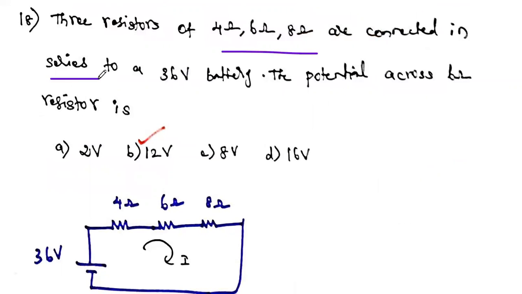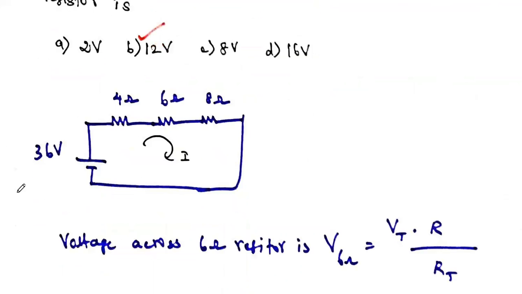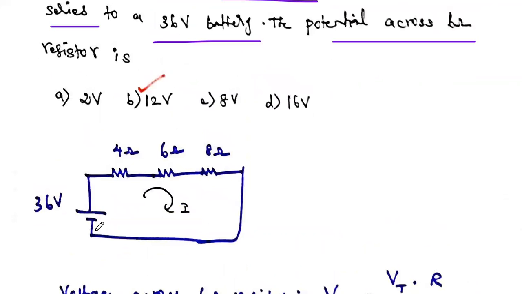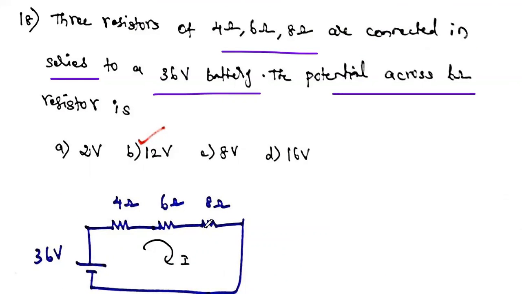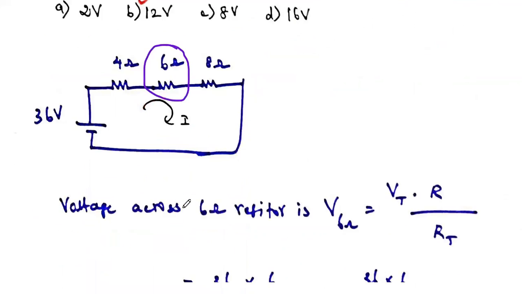Then the next question: 3 resistors of 4 ohm, 6 ohm, 8 ohm are connected in series to a 36 volt battery. The potential across the 6 ohm resistor is dash. Here using the voltage division theorem we can solve, or KVL we can solve. Three resistors are connected in series with a 36 volt battery supply. The question is the voltage across the 6 ohm resistor.